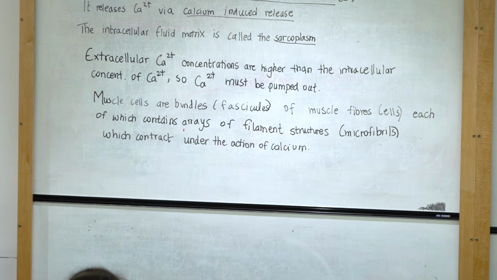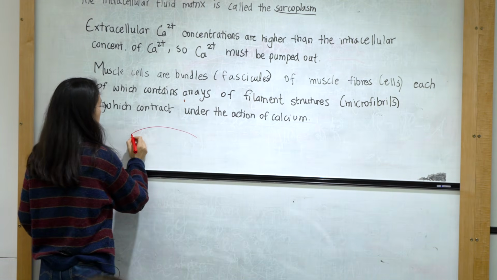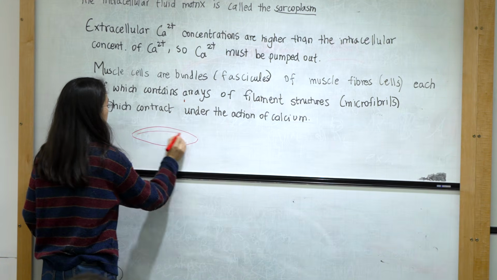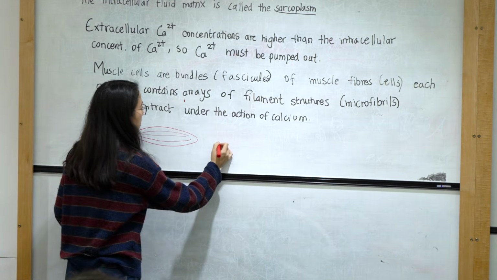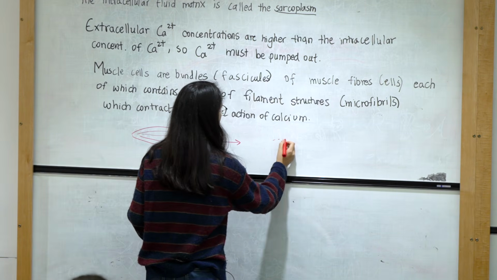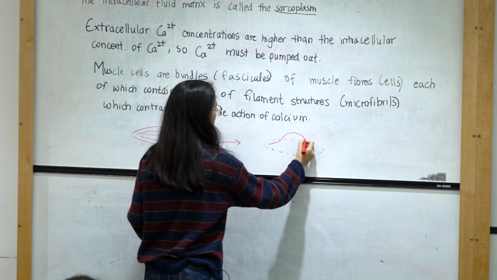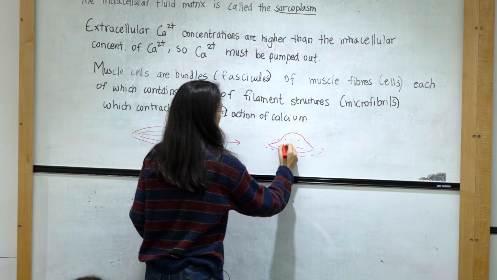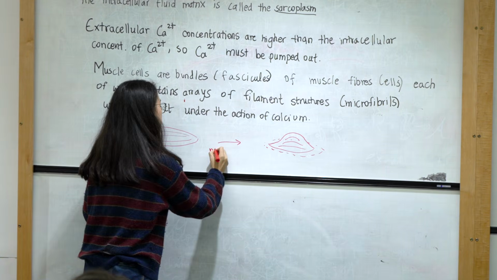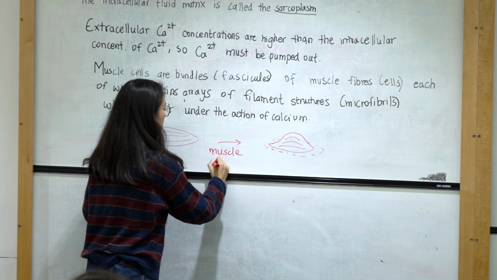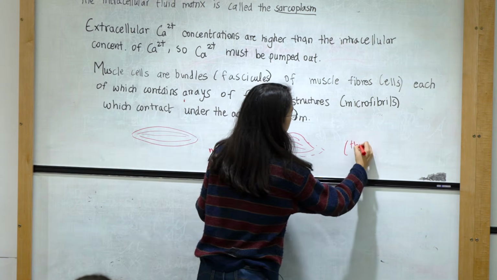Okay, so basically what you have is a structure like this. Say this is some muscle that has these filament structures. And then you have this calcium action. And if this was my original configuration, I'm going to have something that contracts. So it's like a bicep or something, I don't know. So let's write here muscle contraction.